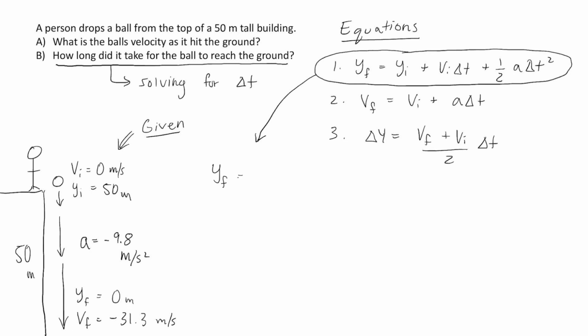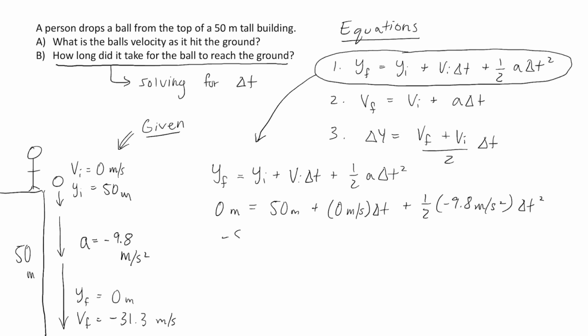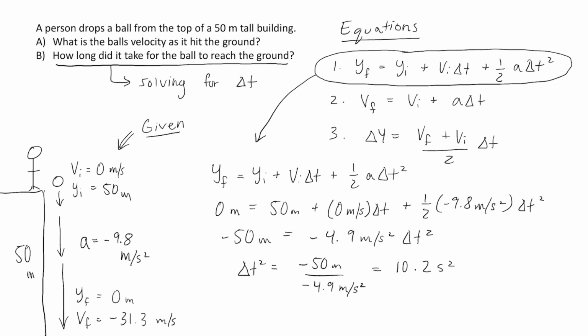So let's go with the yf is equal to yi plus Vi delta t plus 1/2 a delta t squared kinematic equation. All we have to do is plug in our values, rearrange for delta t, and in the end we find that the time it takes for the ball to reach the ground is about 3.2 seconds. And that's how you use the kinematic equations to answer free fall questions.